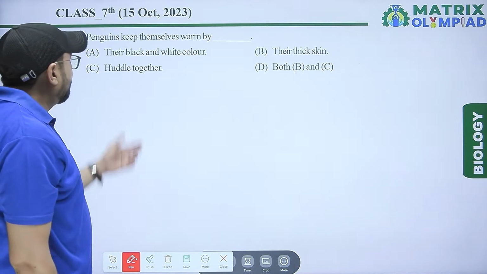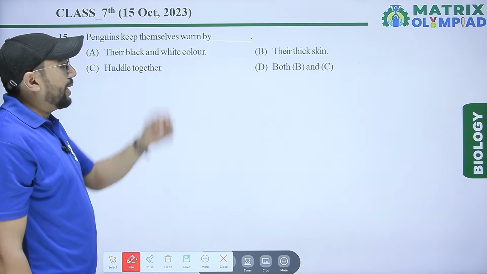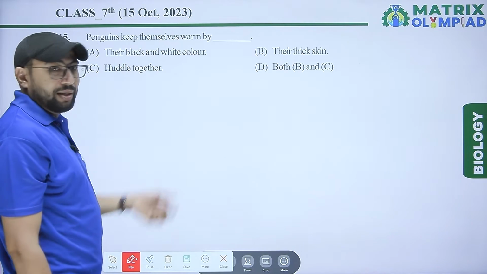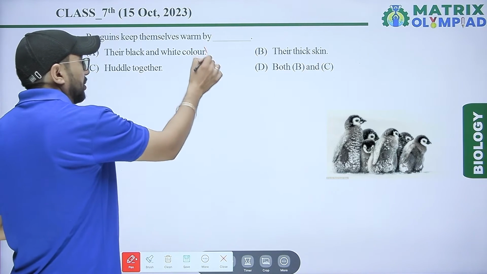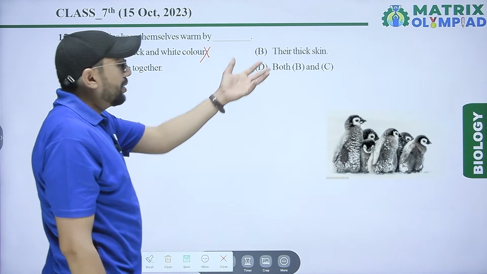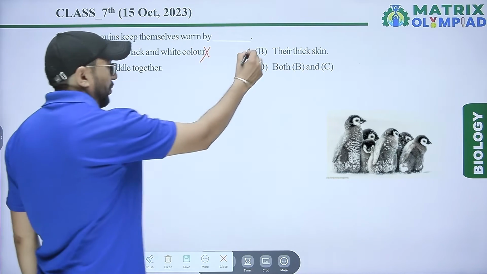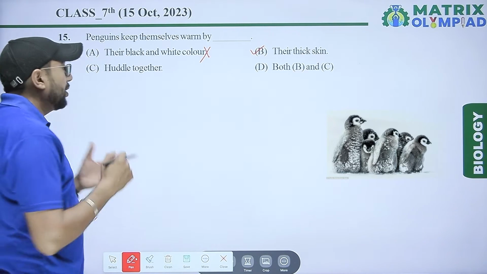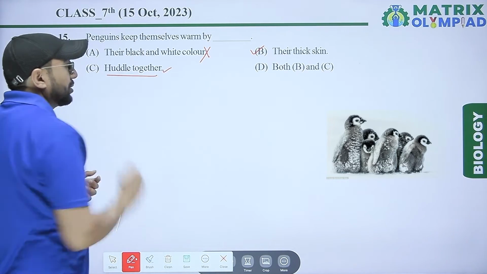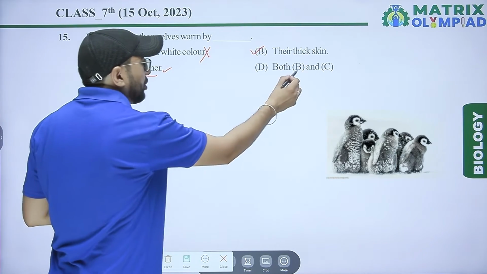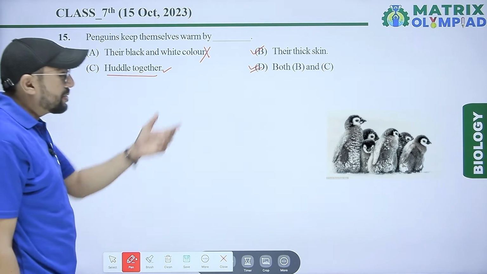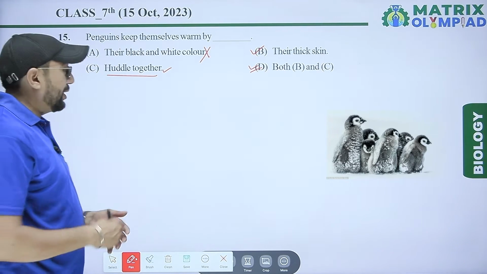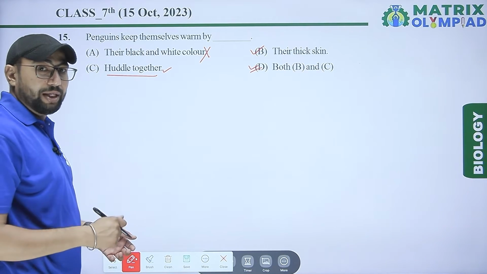Penguins keep themselves warm by: their black and white color? No, not right. Their thick skin? Right. Next one, huddling together to warm up? Right. So the right answer is both B and C. Penguins' thick skin and huddling together warm themselves. The right answer is option D, B and C.